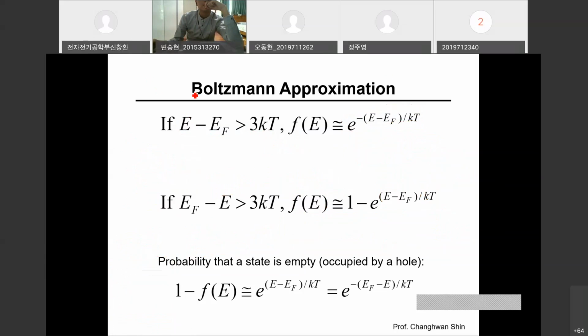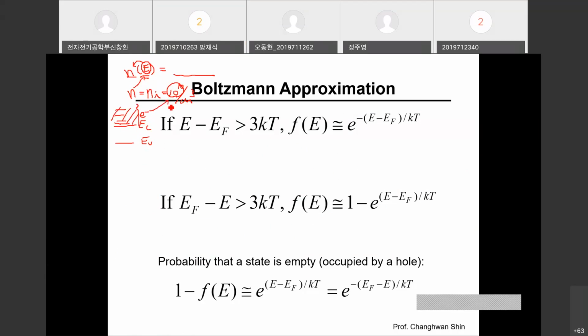The reason why we are studying Boltzmann approximation is we would like to figure out this equation as a function of energy. We know the total number of electrons in pure semiconductor material, that is 10 to the 10 per cubic centimeter. We know this number. But my question is, at each energy level, how many electrons are available? Going back to the energy band diagram again here, we know the total number of electrons within the conduction band is 10 to the 10 per cubic centimeter.